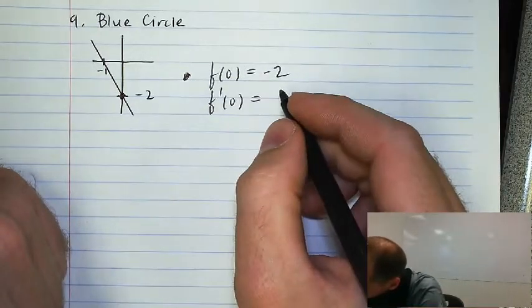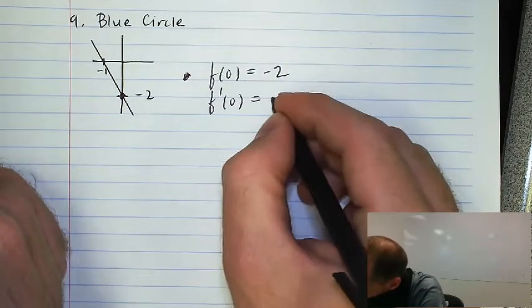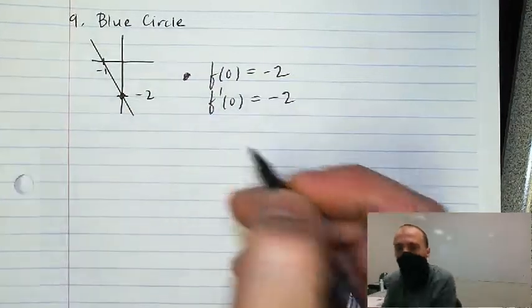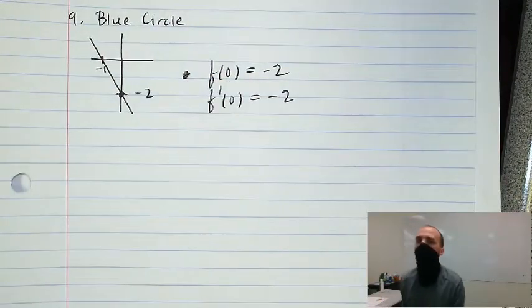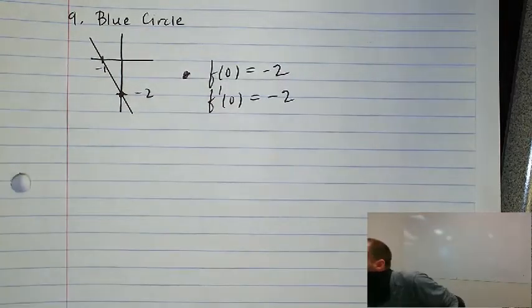So f prime of 0 is going to be, what was I thinking here? Oh, it's also -2 because it's the slope of this line, right? It rose -2 when it ran 1. Okay? And so f of 0 is equal to f prime of 0. That's one of the answers.